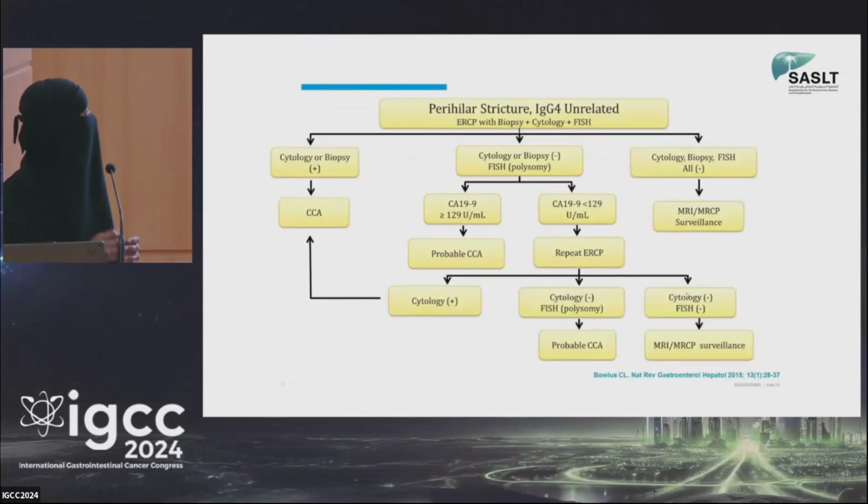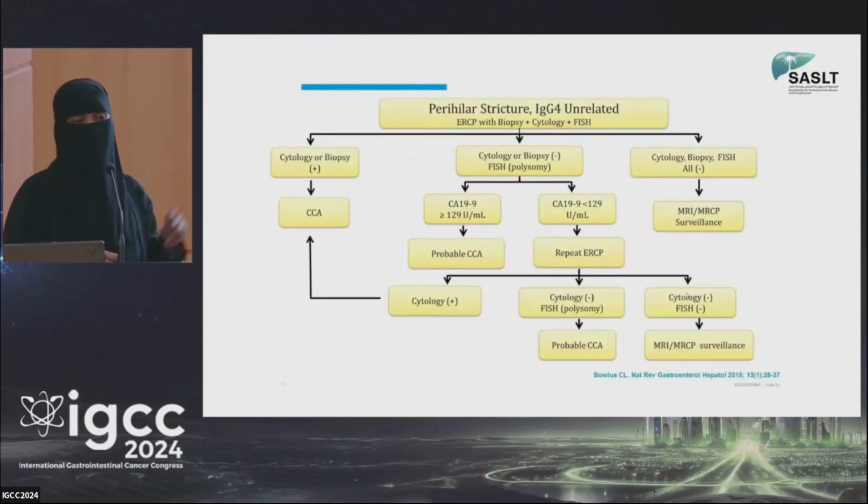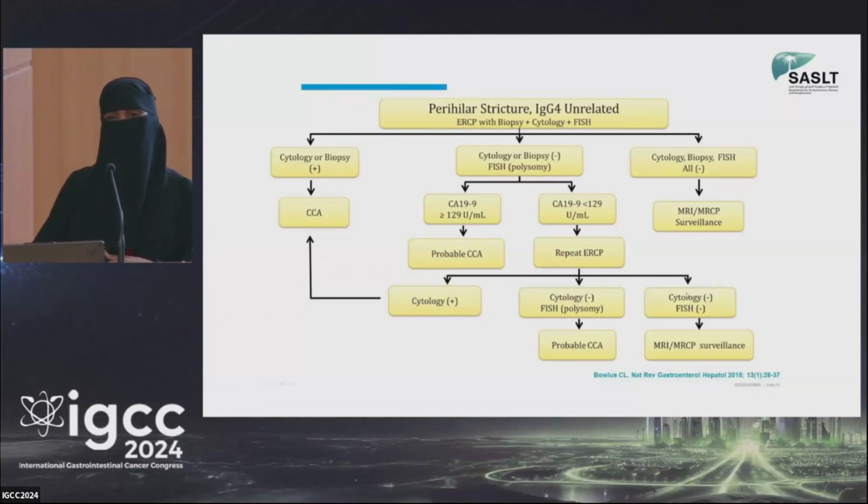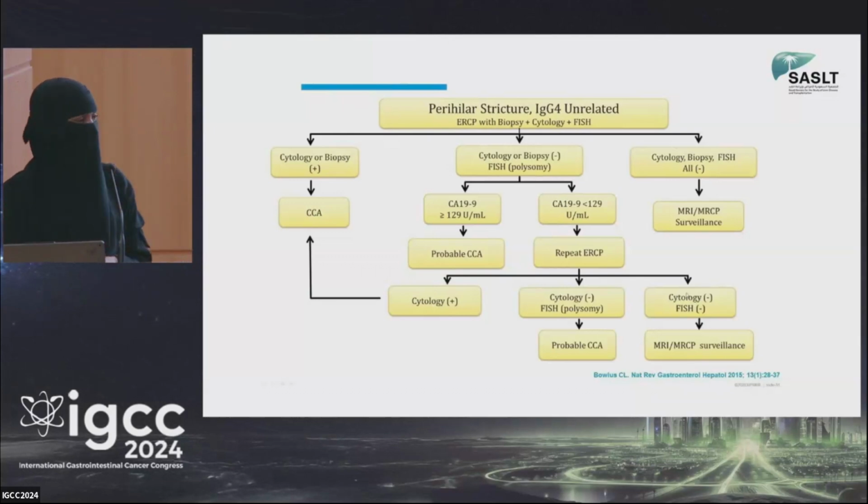So for a prehilar stricture that is IgG4 negative, that might mimic cholangiocarcinoma, we do the cytology and the biopsy. If it's positive, we're all set and we go to the management. If the cytology is negative or the FISH test is negative, we look at the CA19-9. If it's elevated, it's probable, and we don't need to repeat the cytology. If the CA19-9 is normal, then we have to repeat the ERCP or the EUS and obtain another cytology. If it's negative, we could just follow the patient with MRCP as screening every now and then, surveillance.